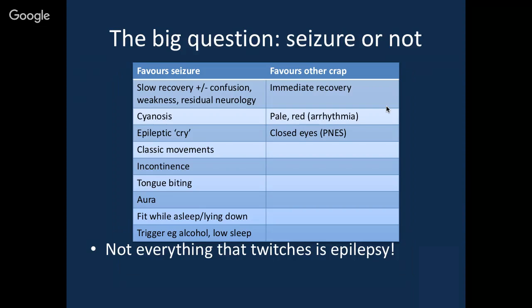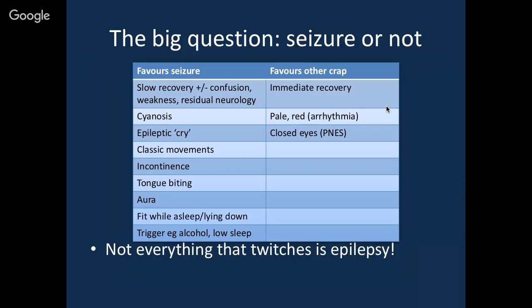So it's important to keep that in mind. Tonic-clonic jerks aren't specific for seizure, but they do point in that direction. Incontinence and tongue biting are really good. An aura as well makes it quite likely. A fit while asleep and lying down, it's unlikely to have been anything else. And alcohol and low sleep are good triggers as well. So you need to always have these factors in mind.